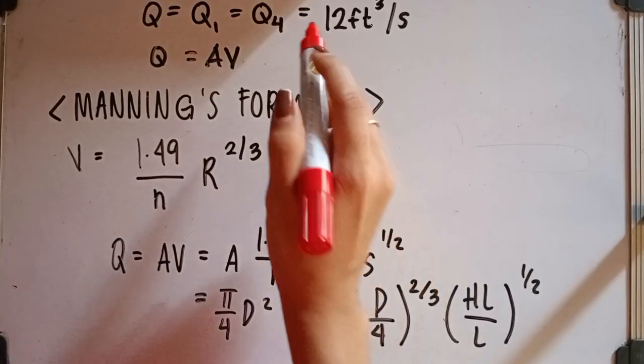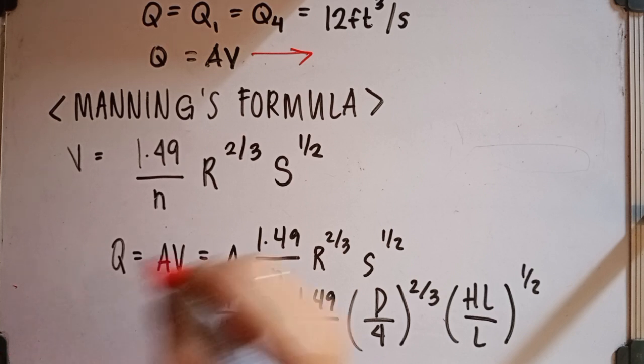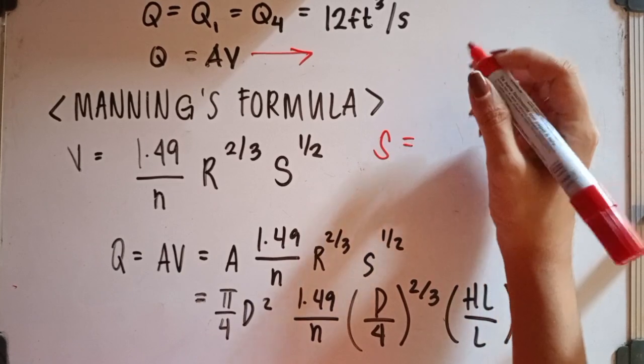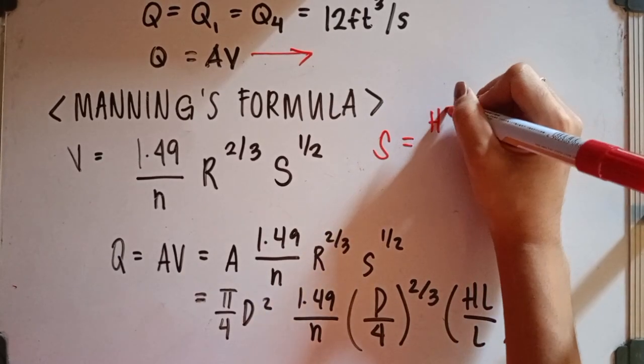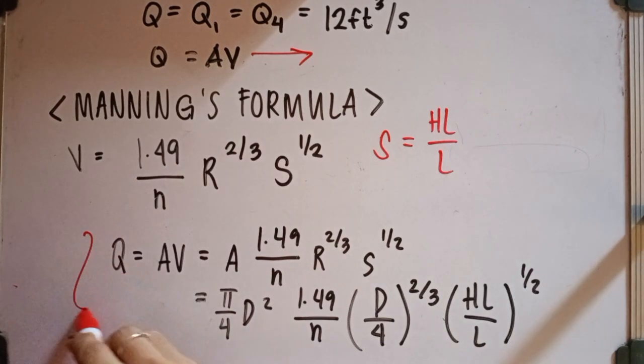So we are already familiar with this equation, right? The discharge Q is equal to A times velocity. So we can use the Manning's formula in finding the velocity. Since we are given the Manning coefficient N, we can find it, and the formula is 1.49 over N times the hydraulic radius raised to 2/3 times the slope raised to 1/2. And slope is the rise over run, which is the ratio of the head loss over length. And now we arrive into this formula.